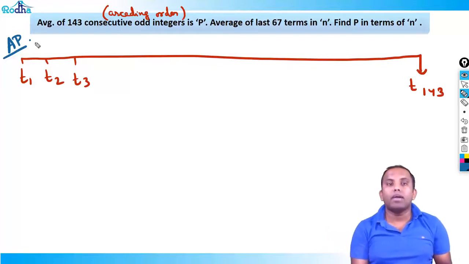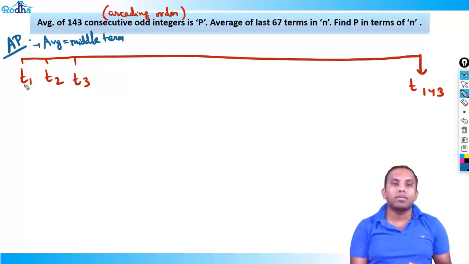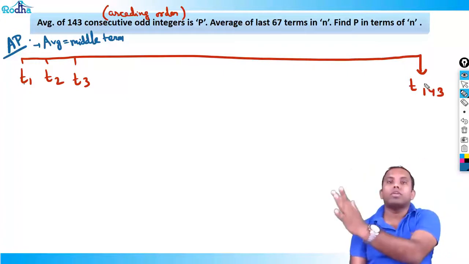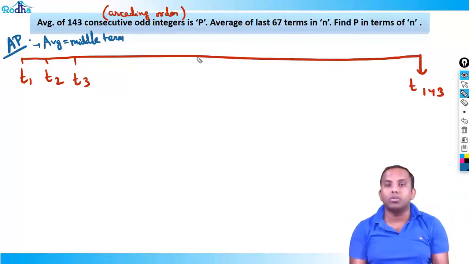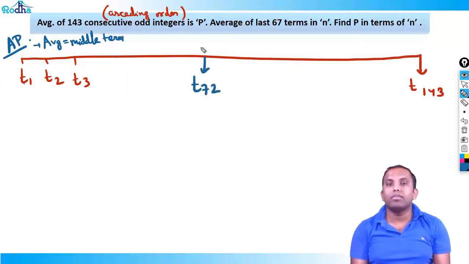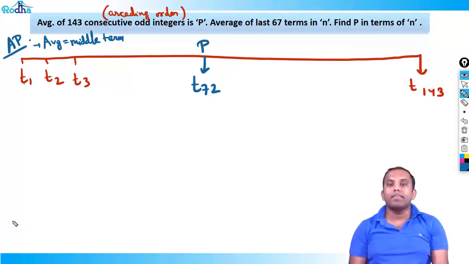So in AP, what is the average? In AP, the average is the middle term, and the middle term is calculated as first term plus last term by 2. The first term is T1 and the last term is T143. So 1 plus 143 is 144, by 2 is 72. So T72 is the average. This is given as P.